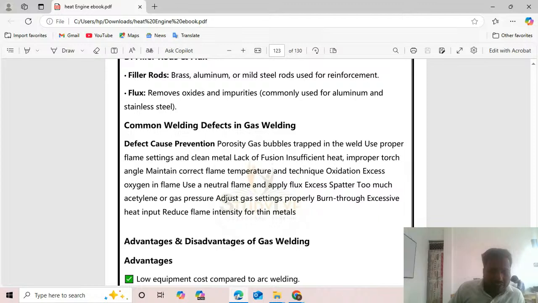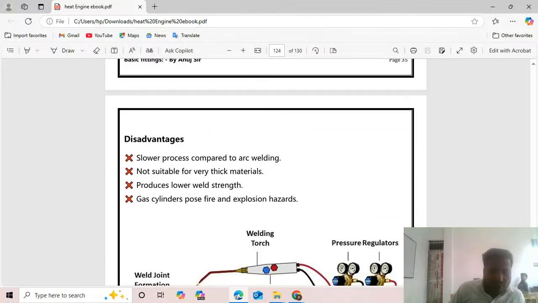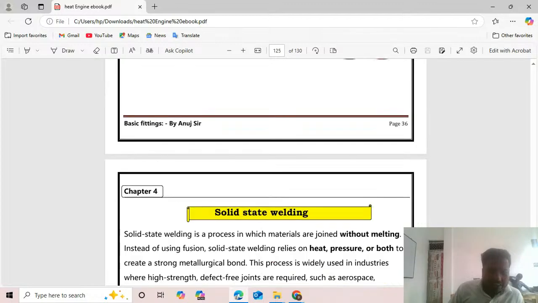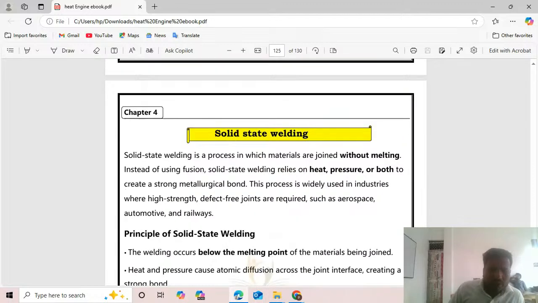Advantages of gas welding: low equipment cost, portable and can be used in a remote location, can weld a variety of metals, smooth and precise. Disadvantages: slower process, because we are using an additional flame. Not suitable for very thick material, produces lower weld strength. Gas cylinders are a higher expense. After gas welding, tomorrow we will do solid state welding.